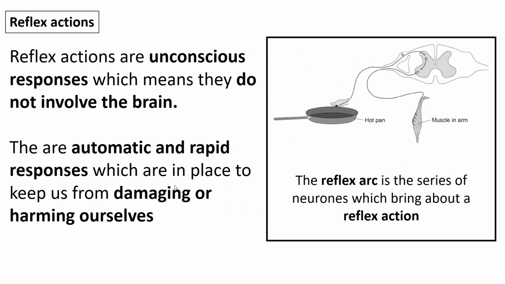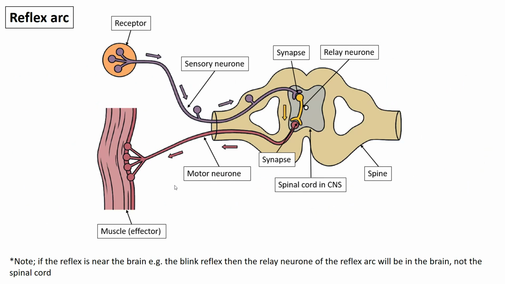So if we look at those unconscious responses in a bit more detail, they are reflex actions, and that means they don't involve the brain. These are usually in place because they are automatic and rapid, and they help us to stop us damaging or harming ourselves. And the reflex arc is basically a series of neurons which bring about a reflex action. So, for example, if you're going to touch a hot pan and you don't realize you touch the pan, immediately receptors in your skin will detect that the pan is hot, and a reflex will happen where you move your hand quickly away.